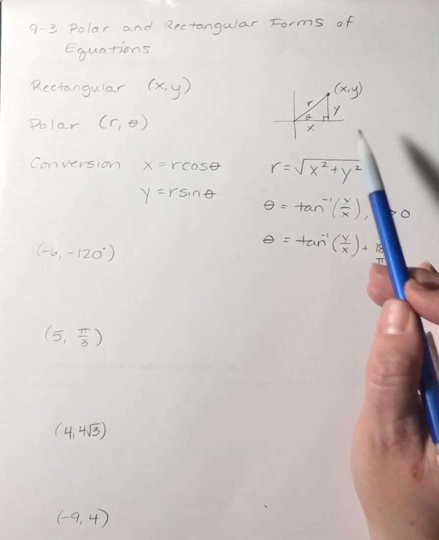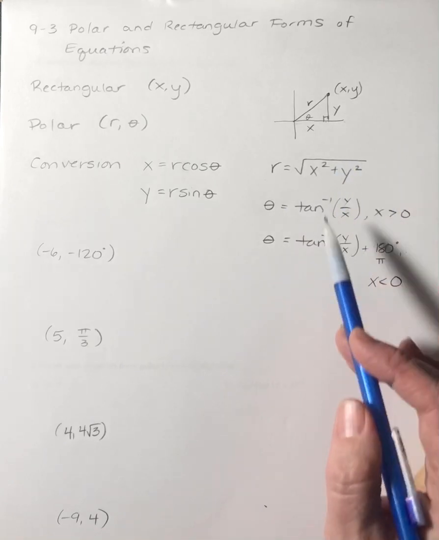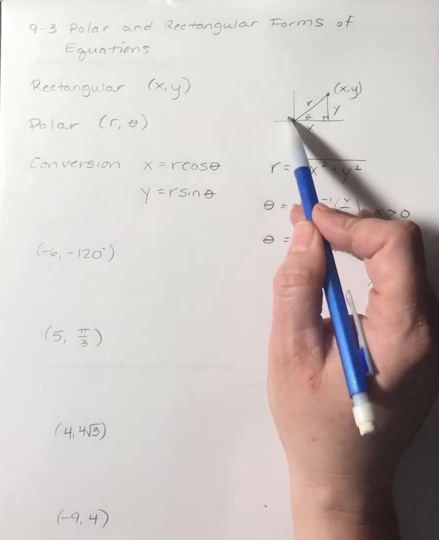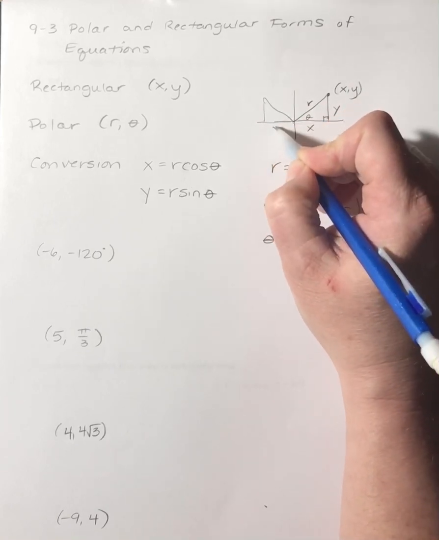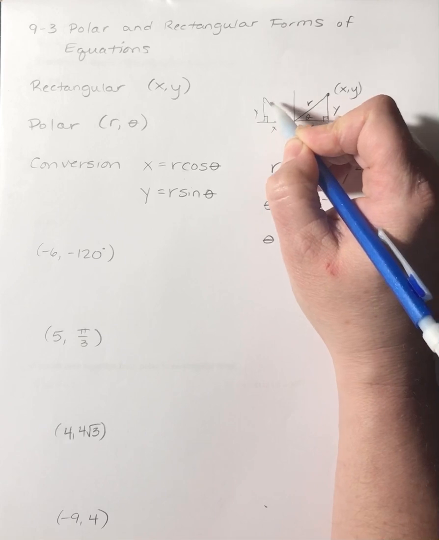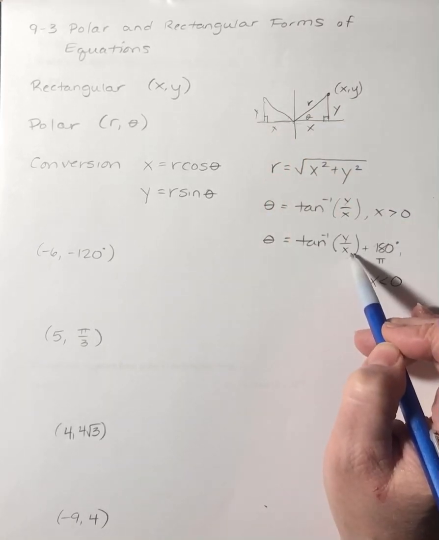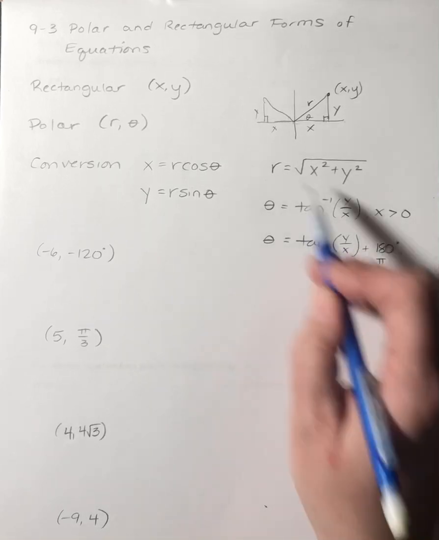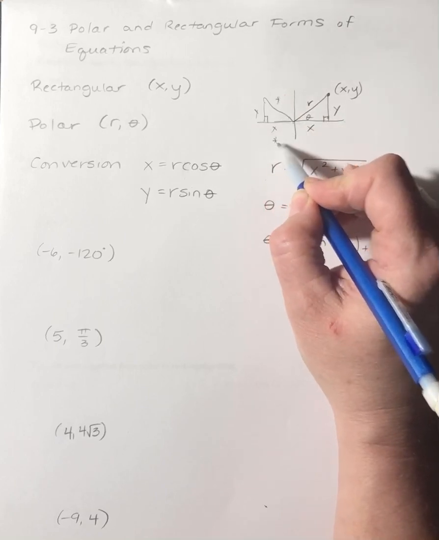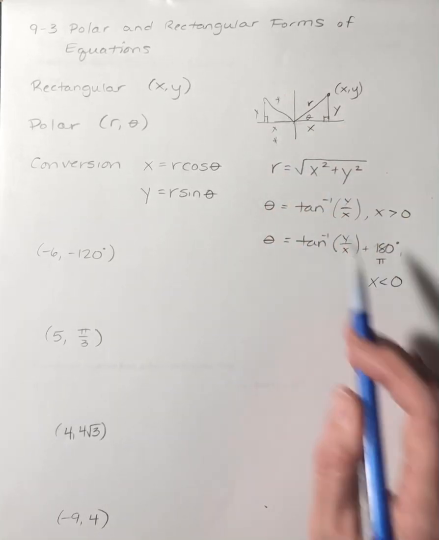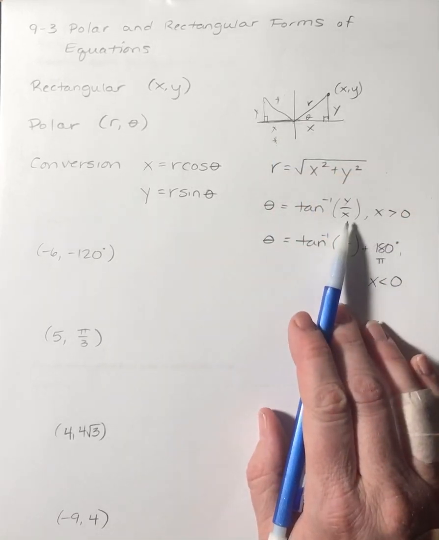If x is positive, that means it'd be in quadrants 1 and 4. If x is negative, you would be over here. In which case, if you did inverse tangent of y over x, you have to add 180 to that to get an angle that would be in quadrant 2 or quadrant 3. So if x is negative, that would put you over here.